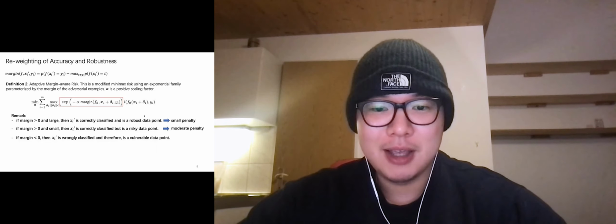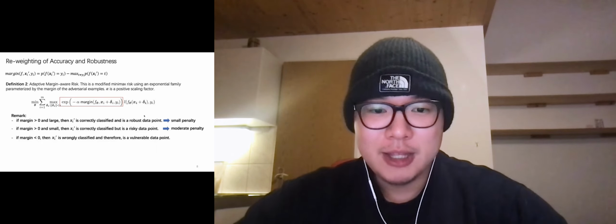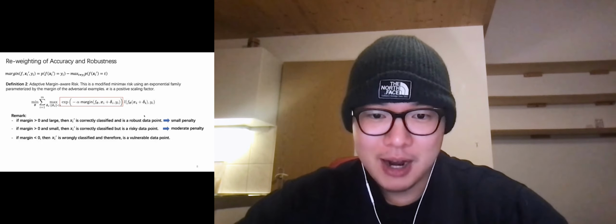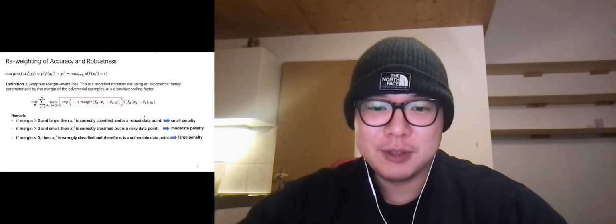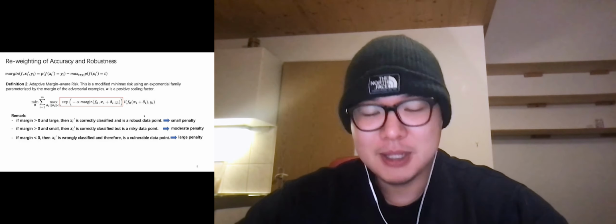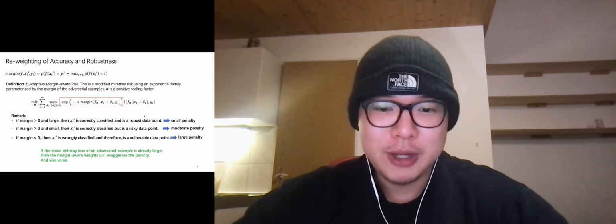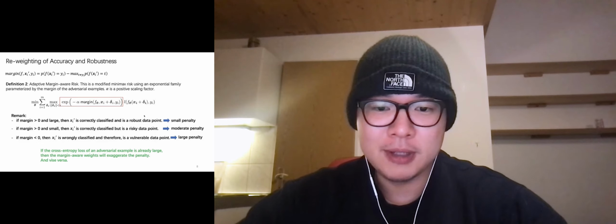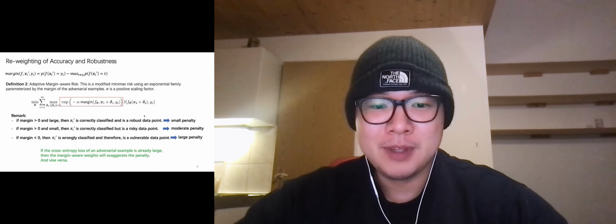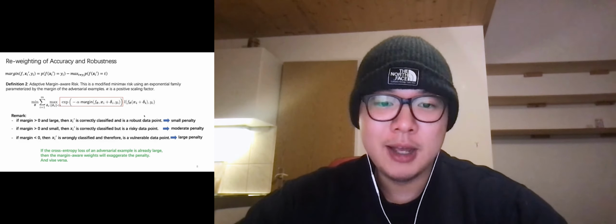The worst case scenario is when we have a negative margin, indicating that the sample is wrongly classified and therefore corresponds to a vulnerable data point. So we have to add a large penalty to it. Overall, the intuition behind this training objective is that if the loss of an adversarial example is already large, then the margin-aware weights will exaggerate the penalty even further, and vice versa.